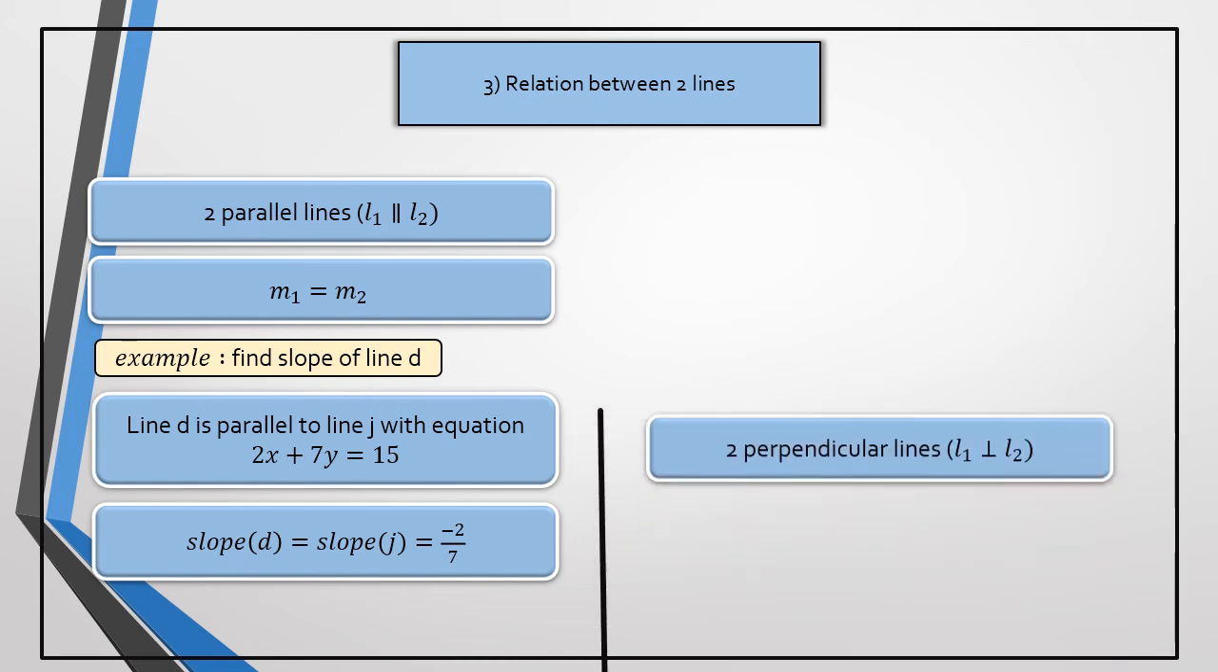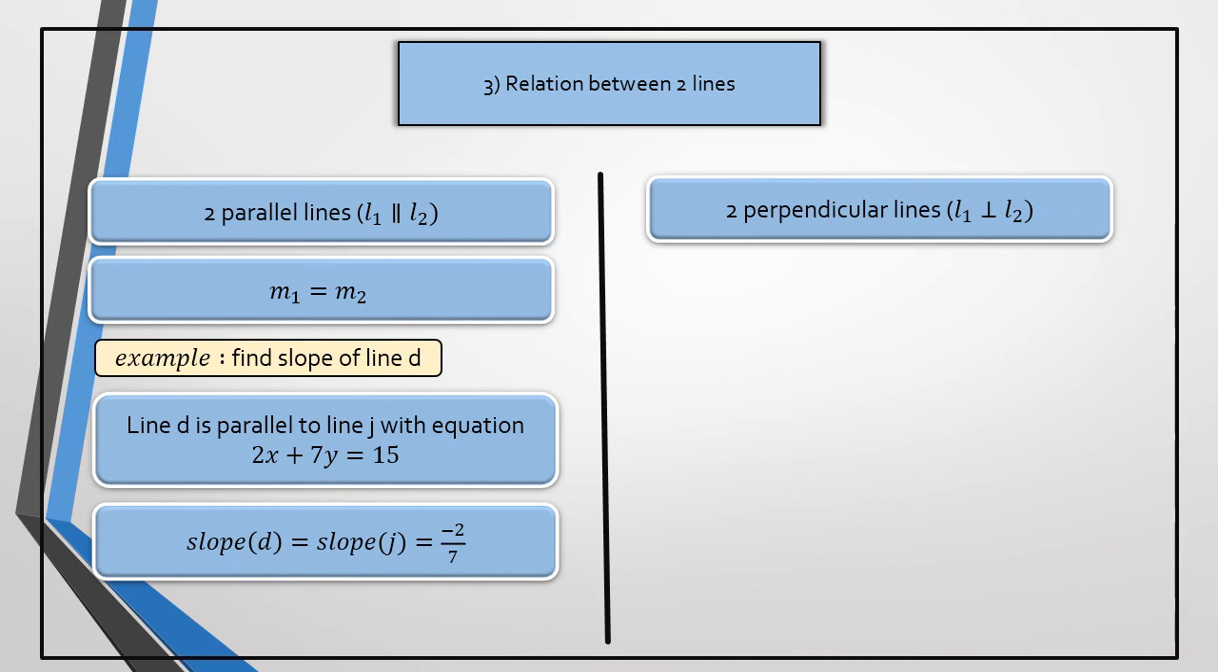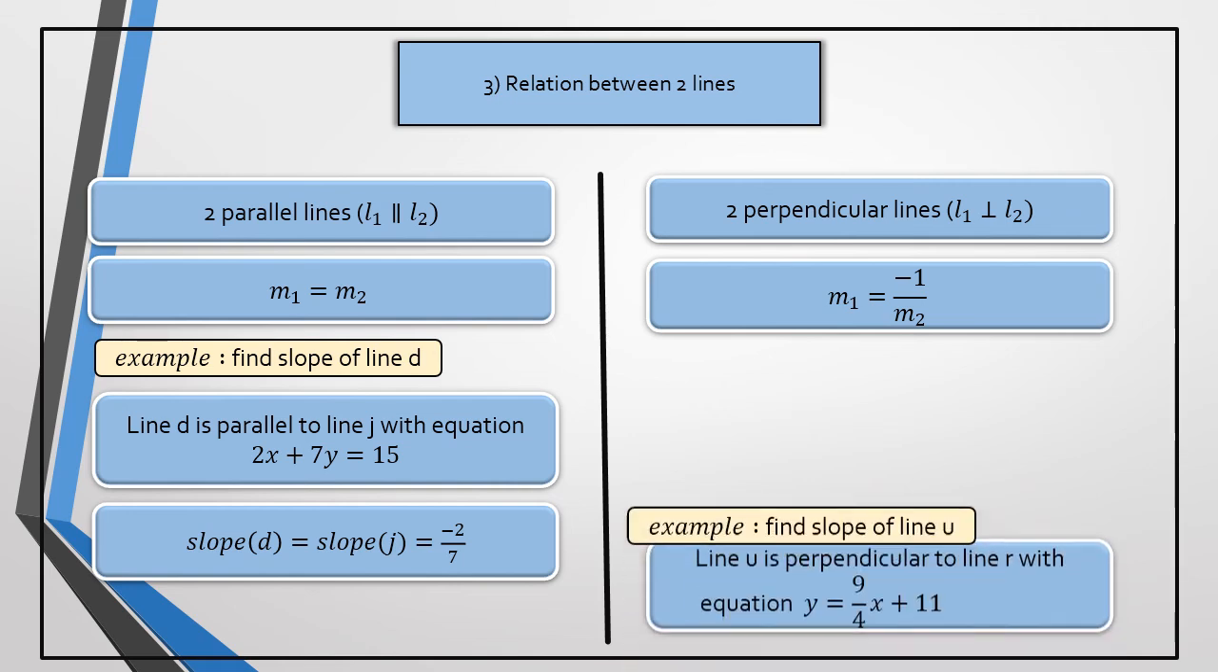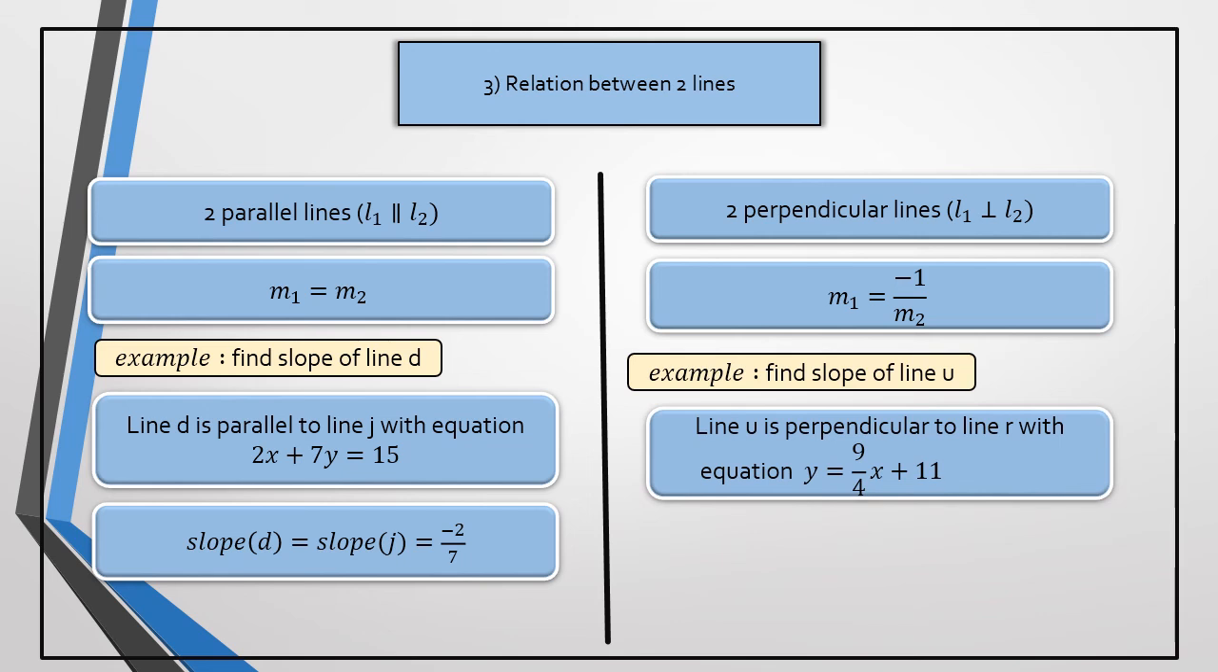The second case is when the two lines are perpendicular. Then the slope of the first line will equal minus 1 over the slope of the second line. Let's take an example. We want to find the slope of line U, and it says line U is perpendicular to line R with equation y equals 9 over 4 x plus 11. Here the slope of line R equals 9 over 4.